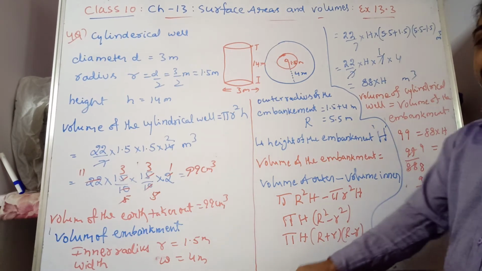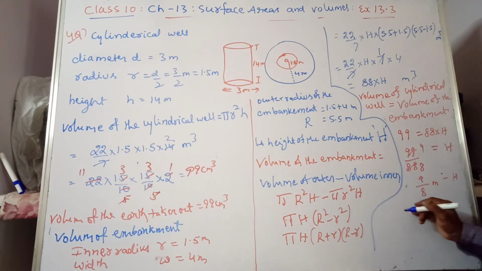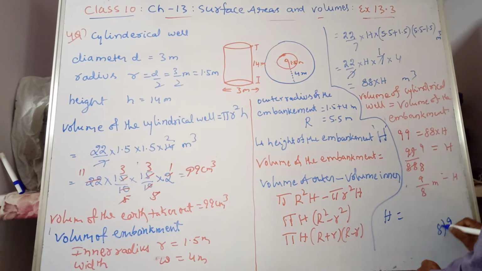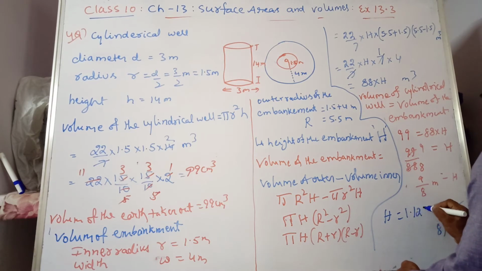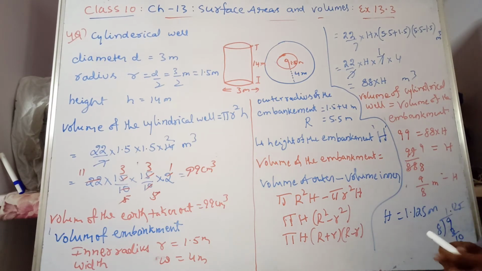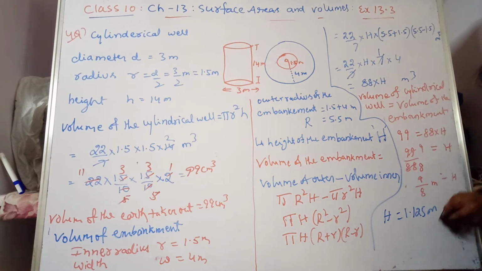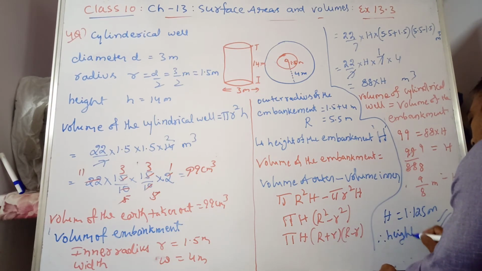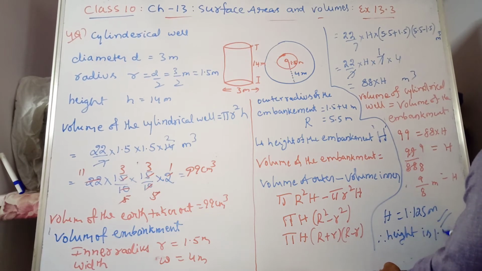So convert it into decimal form. If you convert this into decimal form, 8 ones are 8, 1, put point, 8 ones are 8, 2 0, 8 twos are 16, 4 0, 8 fives are 40. So 1.125 meters. Therefore the height of the embankment is 1.125 meters.